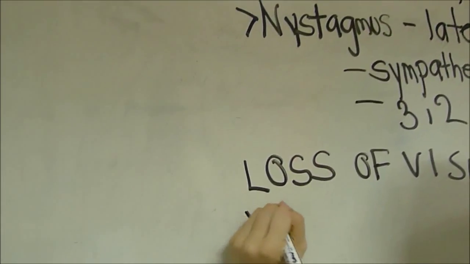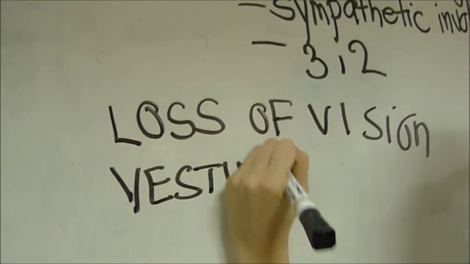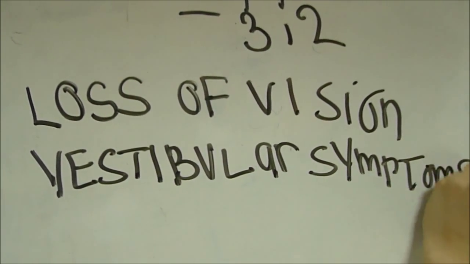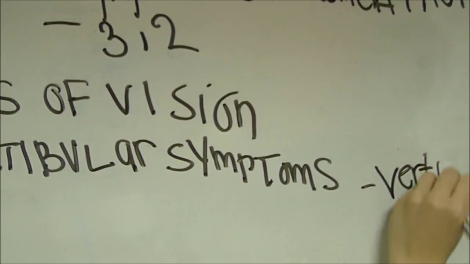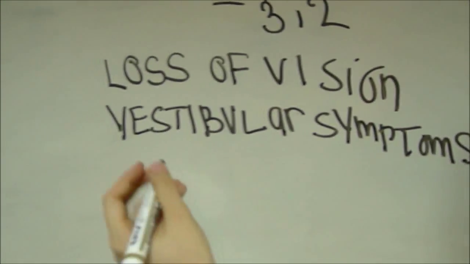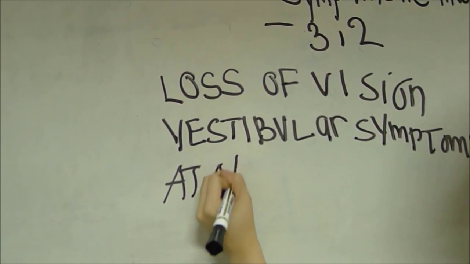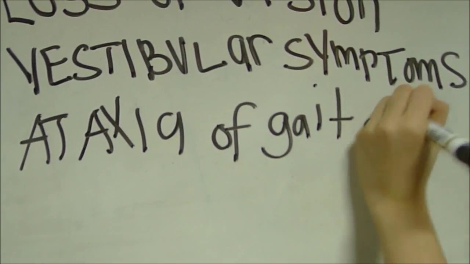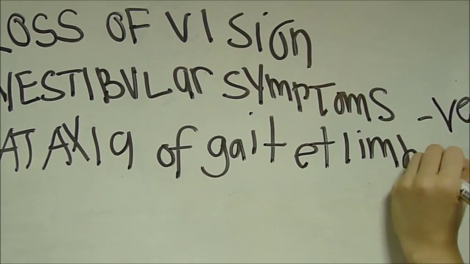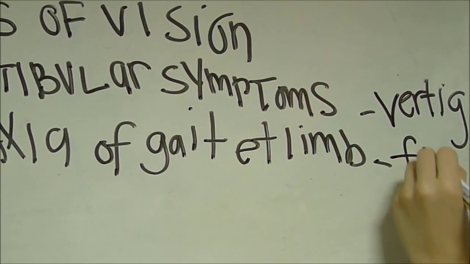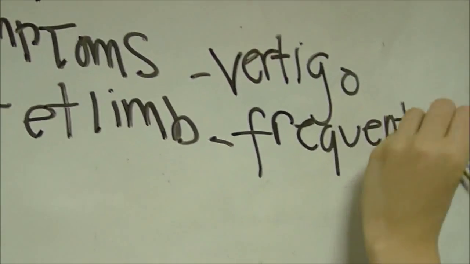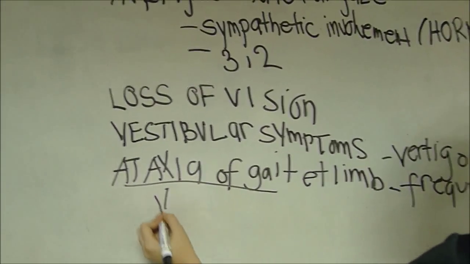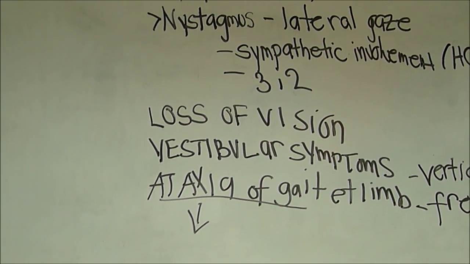There are also vestibular symptoms, in which vertigo is present. Another one is ataxia of gait and limb. This is frequently present. Ataxia of gait may be cerebellar or sensory type.